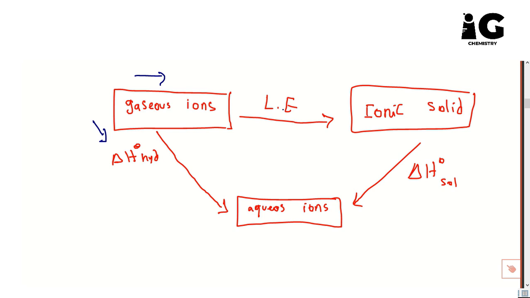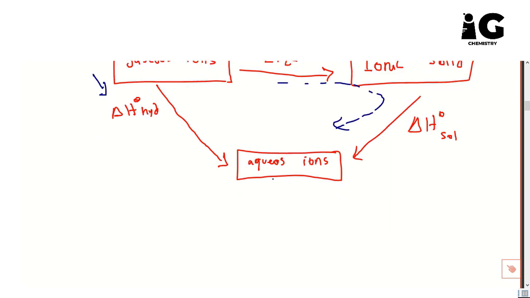So in the indirect route, these ions combine through lattice energy to form the ionic solid. And then we have another indirect route. We can dissolve this ionic solid in water to produce ions in aqueous state. So what does it mean? It means that the enthalpy change of hydration, which is the direct route, equals the value of lattice energy plus the value of standard enthalpy change of solution.